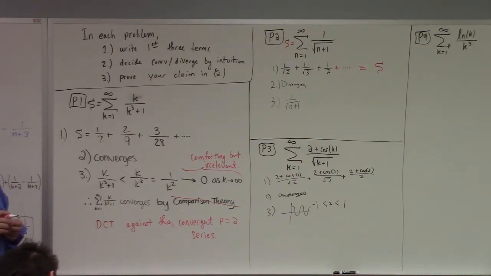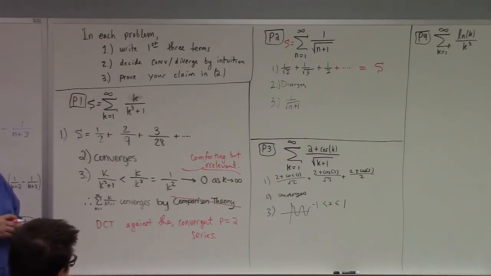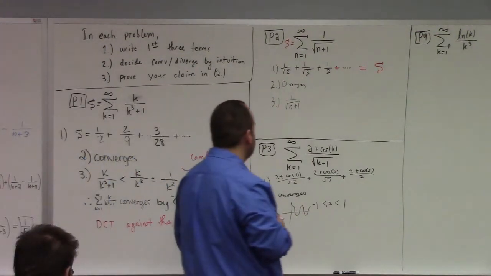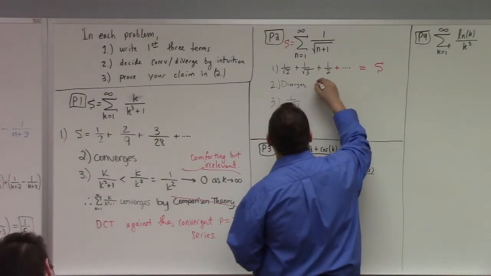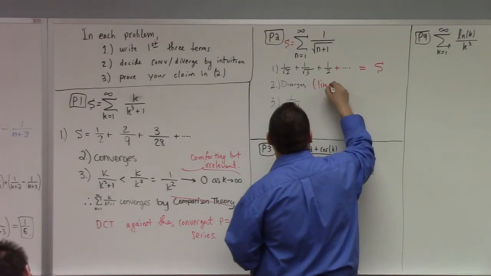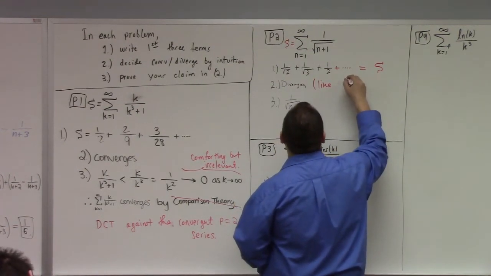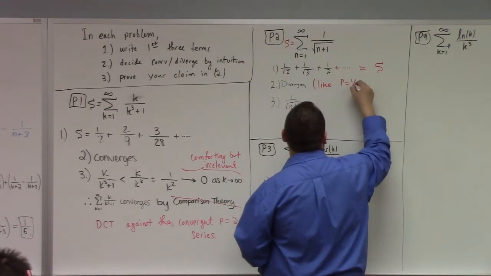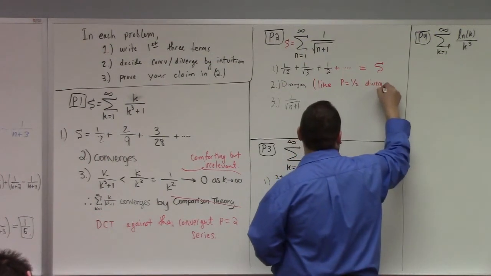Okay. Why? And what was the logic? Who was in the group? What were you guys thinking? I mean, it looks like they're going to 0. So why do you think it diverges? I mean, you're right, but why? Yes, okay, I totally agree. This is like the p equals 1/2 divergent series, right?